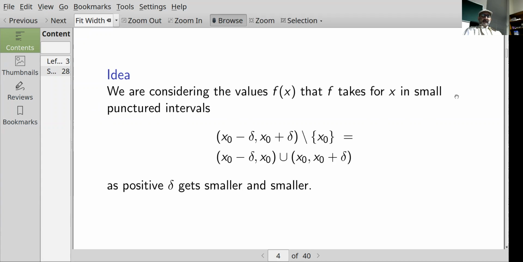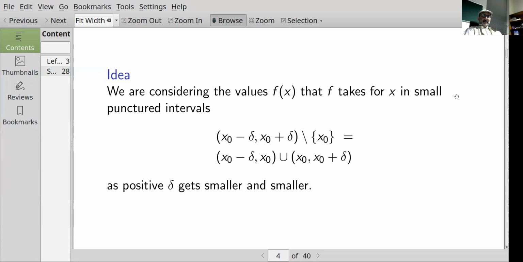So on that set, which can be considered to be the union of two open intervals, from x naught minus delta to x naught, which is to the left of x naught, and the union with x naught to x naught plus delta, which are points to the right of x naught, at up to a distance delta from x naught. We don't include x naught itself. And we imagine getting this delta smaller and smaller.